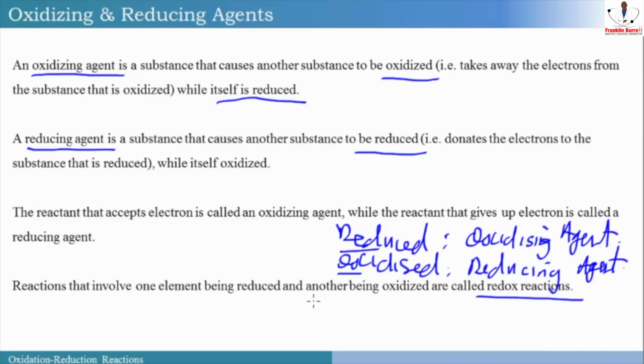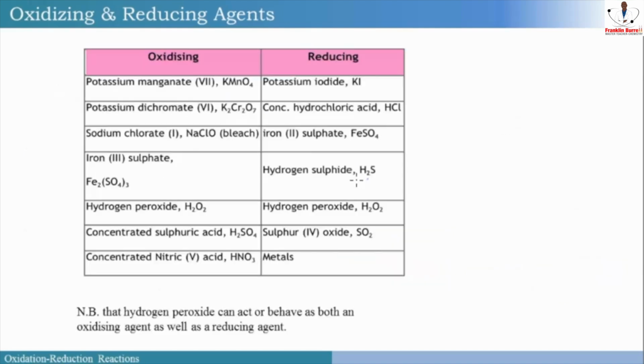Here are some examples of oxidizing agents and reducing agents. So the common ones that you'll see: potassium manganate 7, which is purple. You'll see potassium dichromate, which is orange. You'll see iron 3 sulfate, which is yellow or red-brown. And you'll hear about the concentrated sulfuric acid and so on. But in terms of the color changes, these are the main ones.